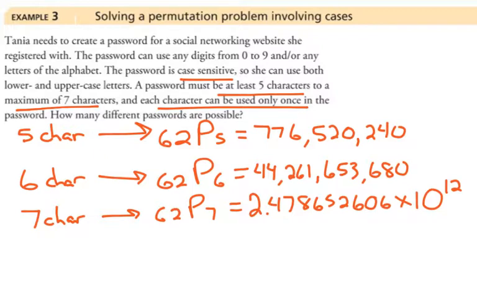Now, each of these cases is perfectly valid. So in order to find the total number of cases, we do need to actually add up all of these options, which would give us a grand total of 2.52369078 times 10 to the 12th passwords.